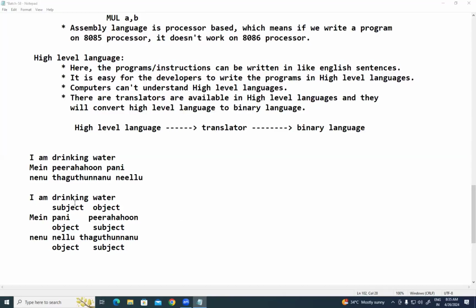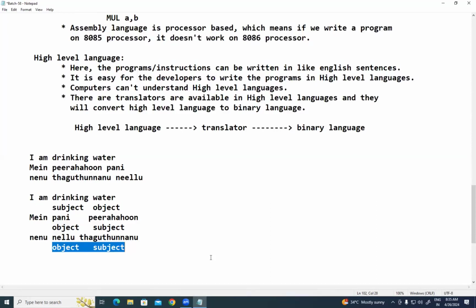Please understand the point. Please understand the concept. If you take English, generally we get subject followed by object. But what about in Hindi? Object followed by subject, or you can say verb, anything. Even in Telugu also, same thing. Means what is happening from language to language, what are interchanging?